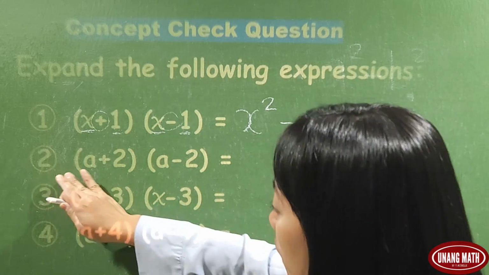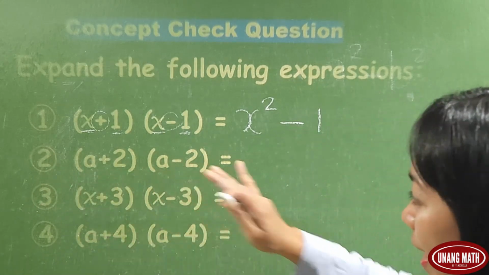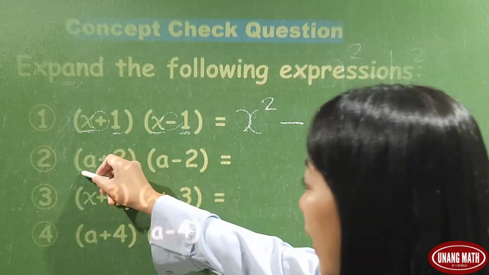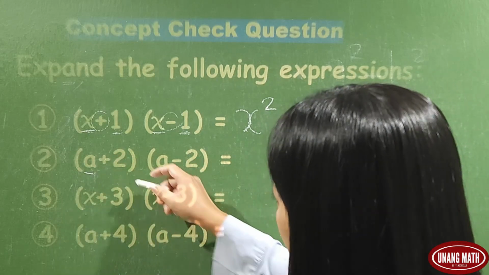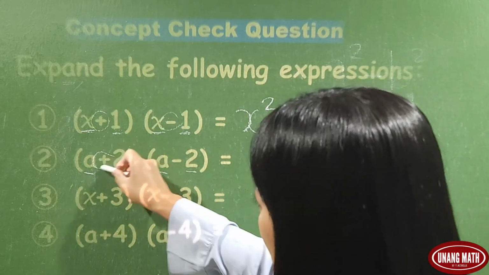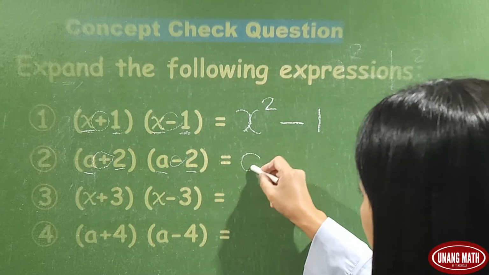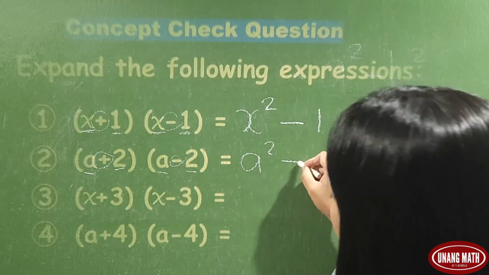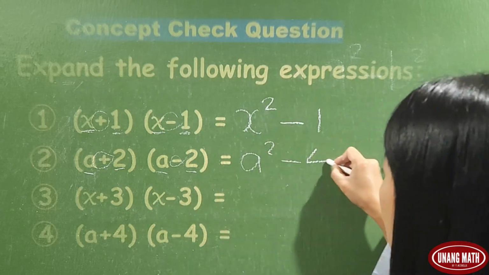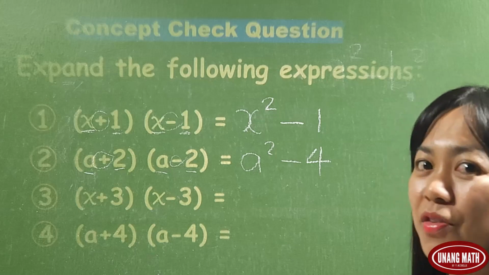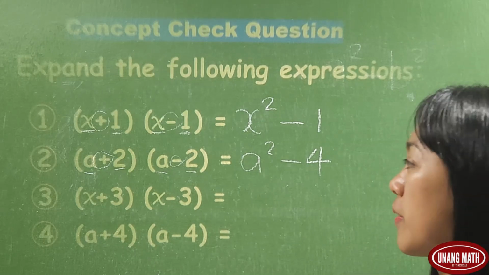Okay, for number 2, a plus 2 times a minus 2. So same variables, same numbers with different signs. So this is also difference of squares. So this is then equal to a squared minus 2 squared, or that's equal to 4. So a squared minus 4.